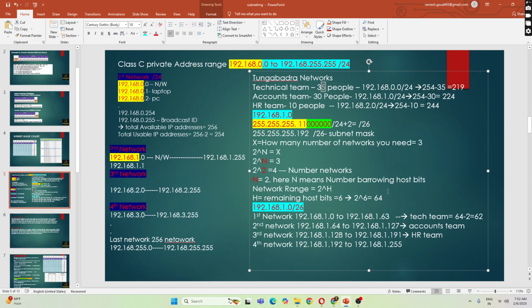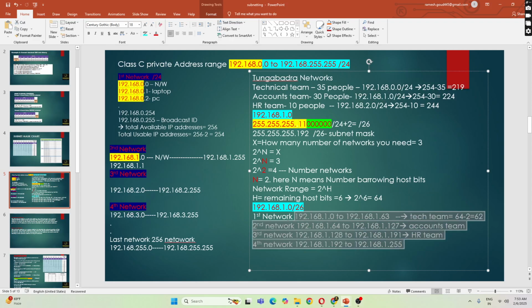So the thing is, what is subnetting? The definition, listen carefully. Based on your company requirement, you are dividing one network into multiple networks by borrowing the host bits to save the IP addresses. Understood? Based on your requirement, you are dividing one network into multiple networks.